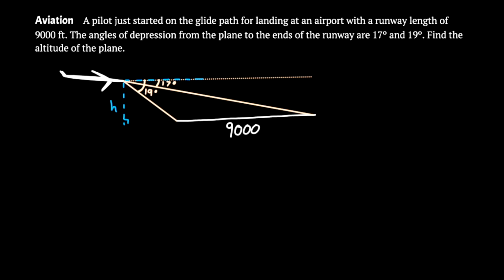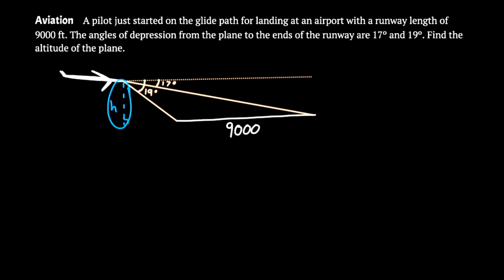When you're talking about angle of depression, you have to label it or measure it from a horizontal line of sight. So looking straight forward from the plane would be parallel to the ground. Even though the plane is coming down at an angle, we still have to think of angle of depression as being measured from a horizontal line. So they told us those angles are 17 and 19 degrees. And we're asked to find the altitude.